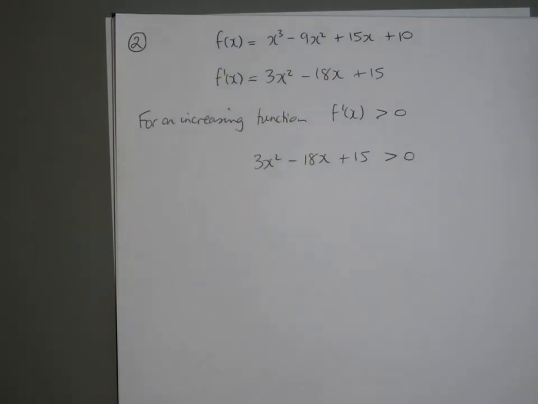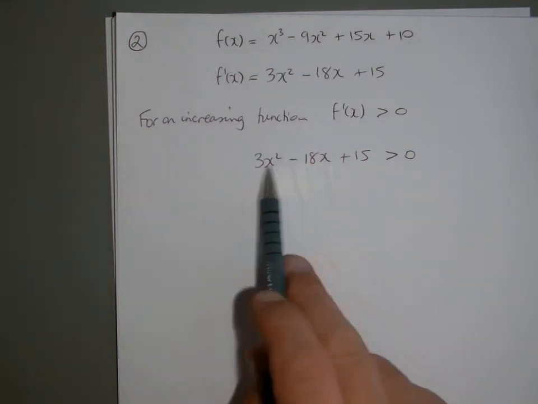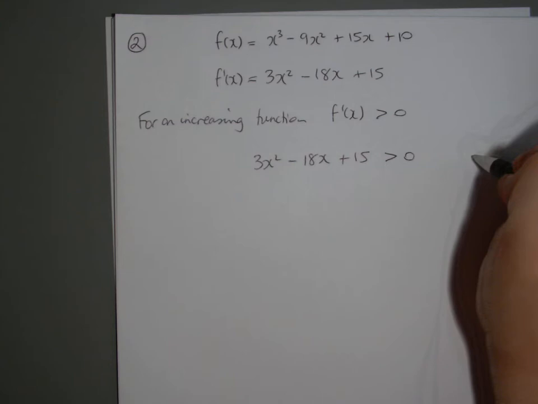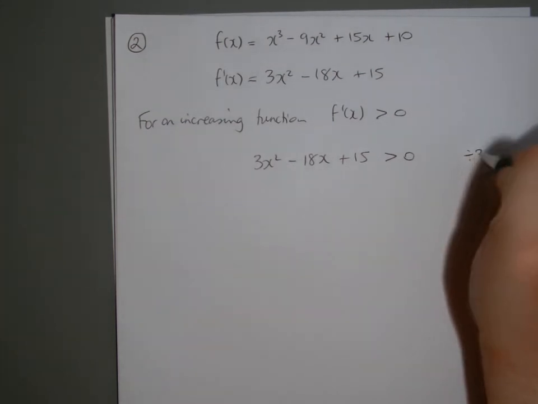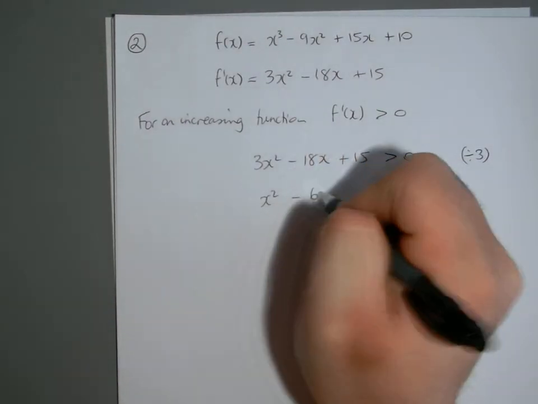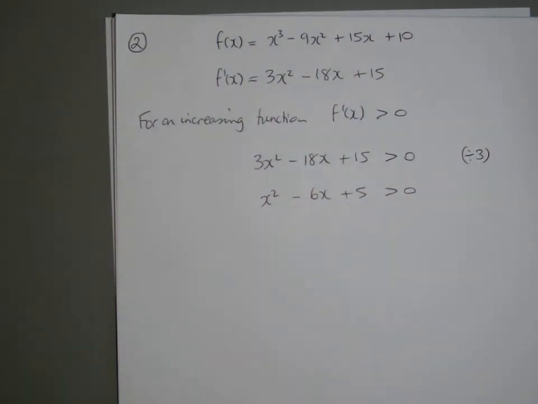And what we've got then is a quadratic inequality. Now, we've seen before how to solve quadratic inequalities. But of course, the first thing you'll do, before we solve it, is to see is there any common factors in here, to see if we can make it easier for us. And of course there is, isn't there? We could divide by 3 here, and we'll get x squared minus 6x plus 5 is greater than 0. And then we're going to solve it.